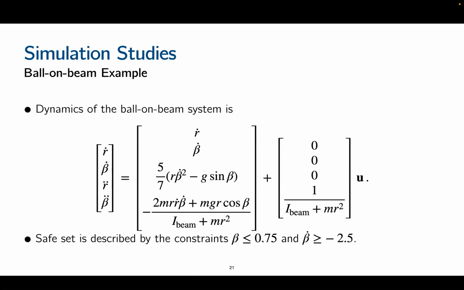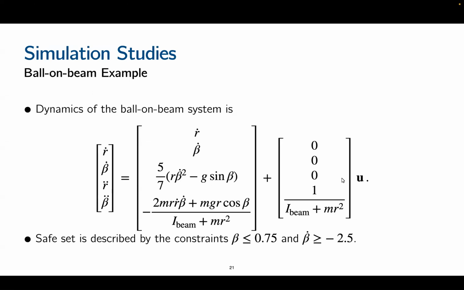The second task is a ball on beam balancing task with angle constraints. And this study demonstrates how to use our approach on a nonlinear system. The dynamics of the ball on beam system is shown as follows, where beta is the beam angle and r is the position of the ball.